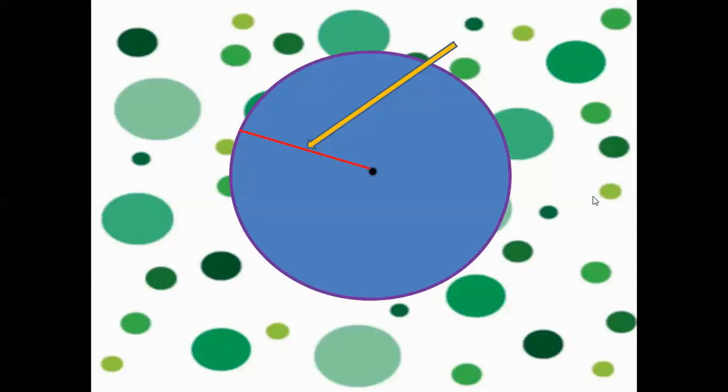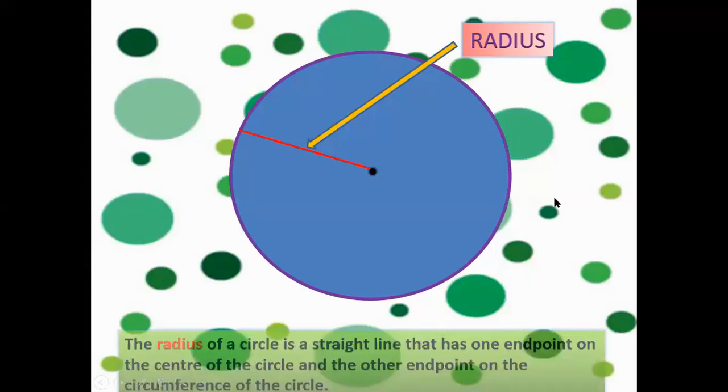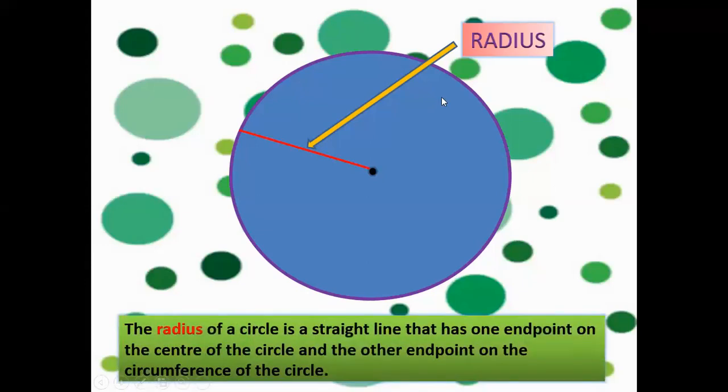Okay, the arrow is pointing to the radius. Someone tell me the definition of radius. It's half of the diameter. Okay. The radius of a circle is a straight line that has one endpoint on the center of the circle and the other endpoint on the circumference of the circle.